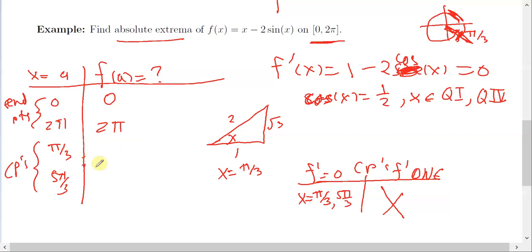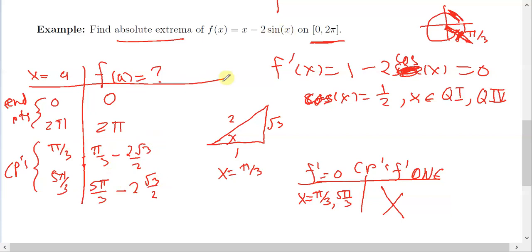And then I've got to plug these in. Again, I'll save you a little bit of time watching me plug them in. This will give me pi over 3 minus 2 times sine of pi over 3, and sine of pi over 3 is square root of 3 over 2. Then I plug in 5 pi over 3, and I get 5 pi over 3 minus 2 times, again, square root of 3 over 2 because it's sine of that.